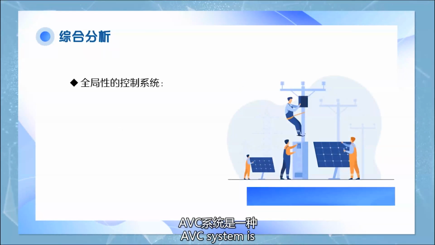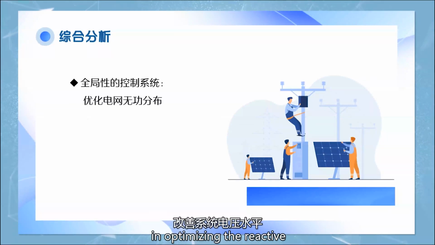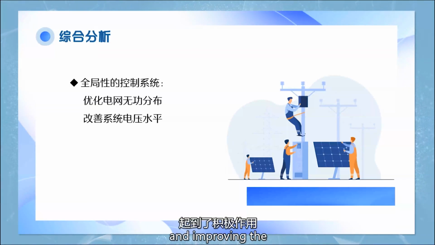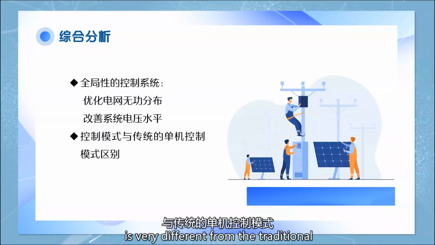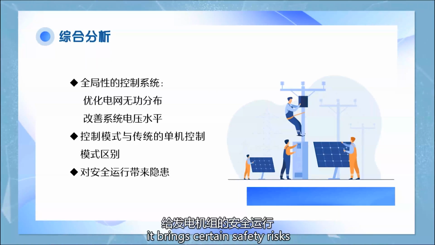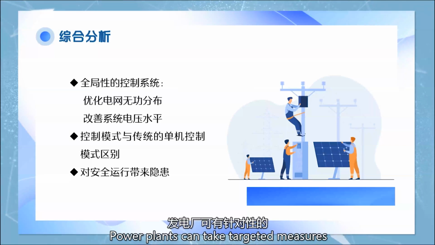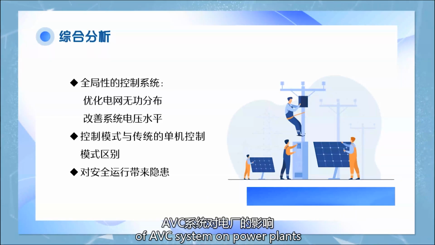AVC system is a new type of global control system, which plays a positive role in optimizing the reactive power distribution of the grid and improving the system voltage level. However, because its control mode is very different from the traditional single machine control mode, it brings certain safety risks to the safe operation of generating units. Power plants can take targeted measures to eliminate the impact of AVC systems on power plants.